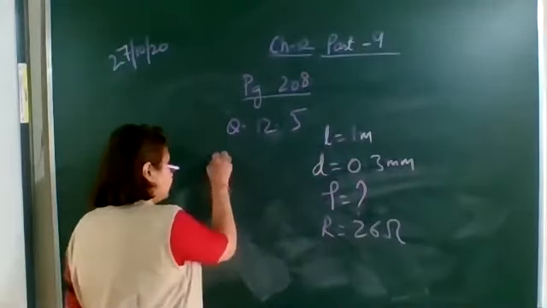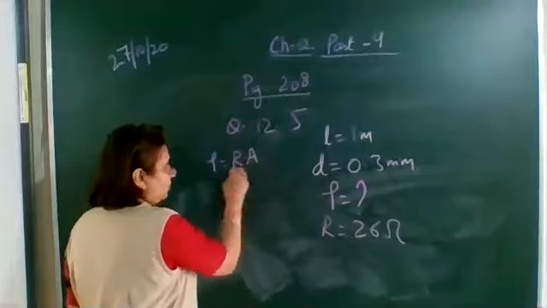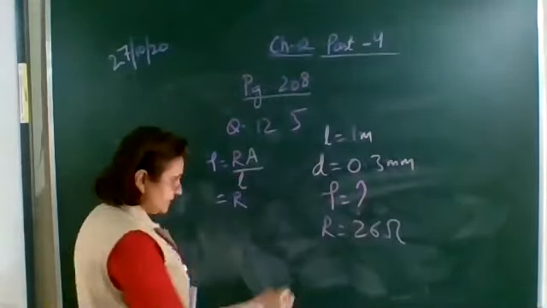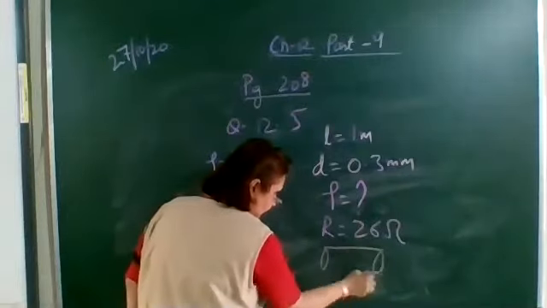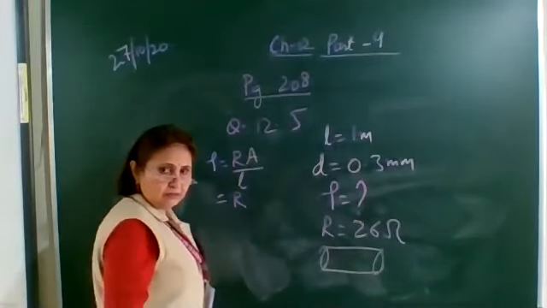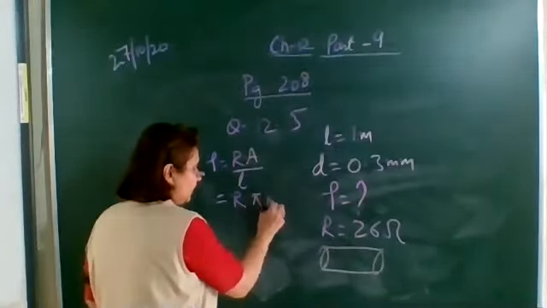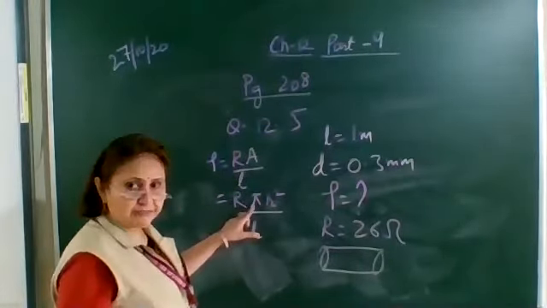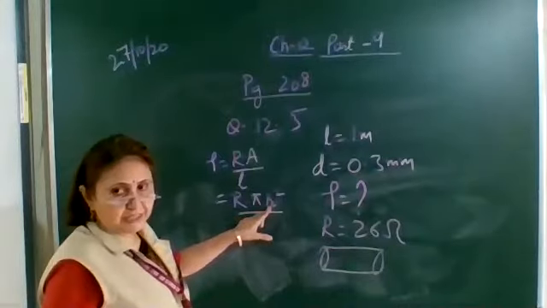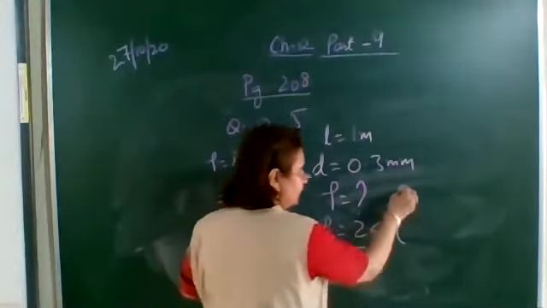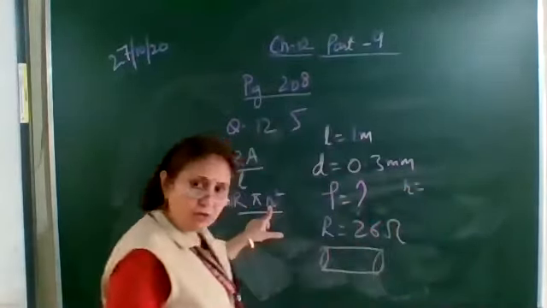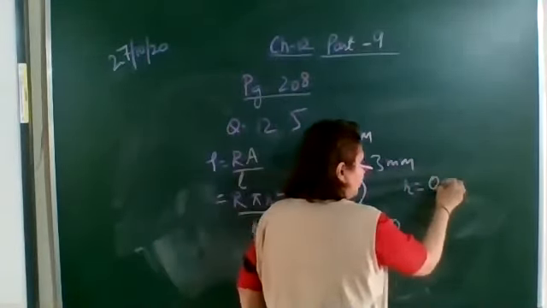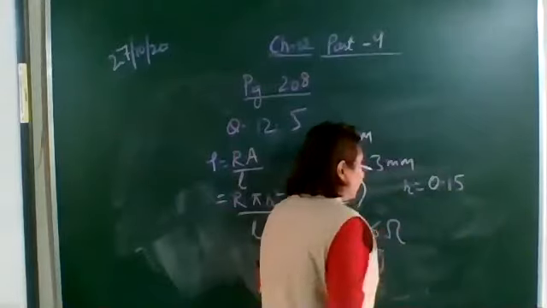We know that resistivity is equal to R into A upon L. Cross-sectional area, as I said, if it is a wire, the cross-sectional area will be a circle. So what will be the cross-sectional area? Pi r square. Resistance is given, pi is given. Now, the diameter is given, so you can find out the radius. Radius will be half of it, that is 0.3 upon 2, which is 0.15 millimeter.